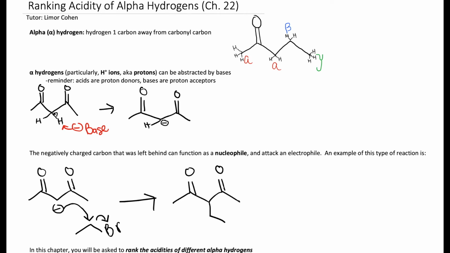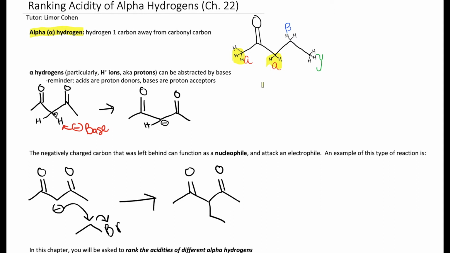Hi everyone! So today we're going to be going over how to rank the acidity of alpha hydrogens. This is something that you're going to see a lot in chapter 22, so let's first just go over what alpha hydrogens are. So alpha hydrogens are hydrogens that are one carbon away from a carbonyl carbon. So say here we have a carbonyl, and alpha hydrogens are just these hydrogens that are one carbon away from our carbonyl carbon.